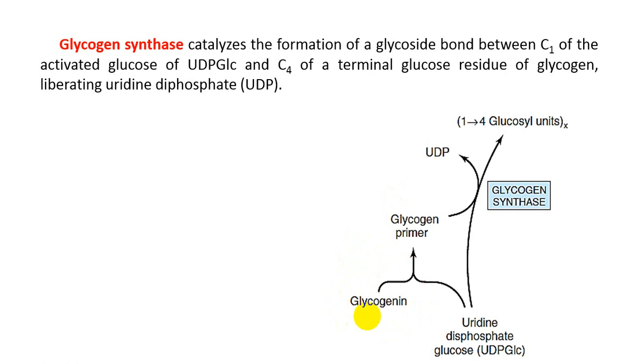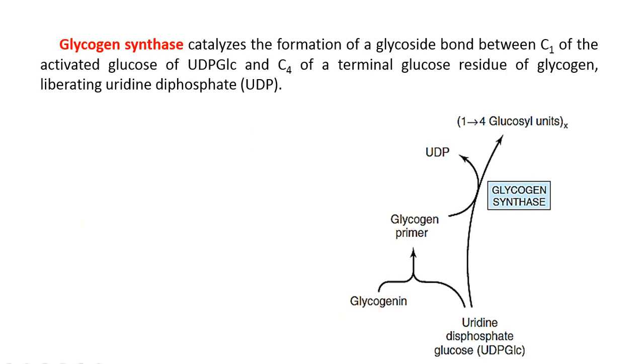The glycogen primer may in turn be formed on a protein primer, known as glycogenin. Glycogenin is a 37 kilodalton protein that is glucosylated on a specific tyrosine residue at the 1,4 position to form a short chain that is the substrate for glycogen synthase.